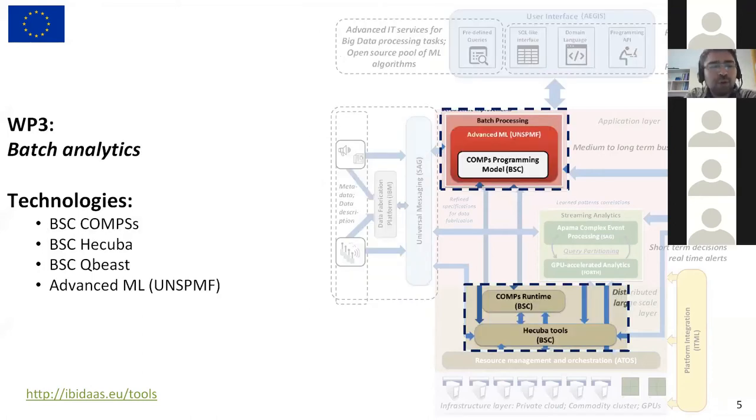Work package 3 is responsible for batch analytics. There we have the COMPSs programming model by Barcelona Supercomputing Center, which allows developing algorithms that can be executed on parallel platforms. Within the project, University of Novi Sad and other partners are developing advanced machine learning algorithms in the COMPSs programming model and applying them to the concrete industrial use cases, like, for example, the ones by Telefonica. We also have Hecuba, which is a data management system by Barcelona Supercomputing Center, and Qbeast, which is a data indexing system.